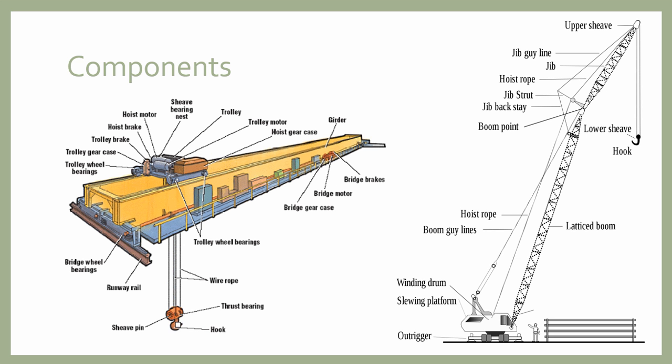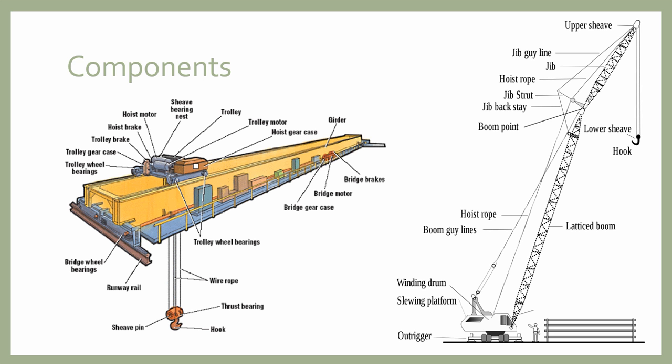And here is another type of crane shown here. This one is the hook. Here is the sievage point. Here the thrust bearings are placed. These are the wire ropes. Here is the trolley with the wheel bearing. This one is the runway rail. This one is the bridge wheel bearing. Here is the bridge gear case. This one is the bridge motor, and this one is the bridge brake, and this one is the girder.